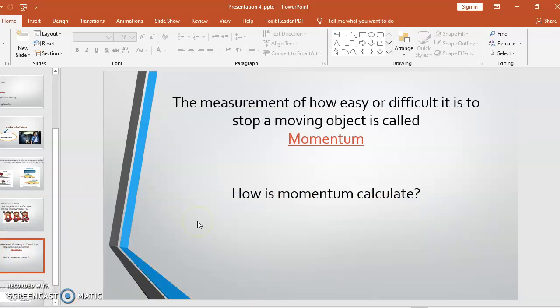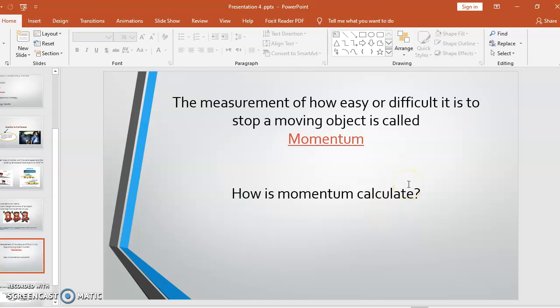Okay, do you think we can measure how easy or difficult it is to stop a moving object? Yes, we can. This measurement of how easy or difficult it is to stop a moving object is called momentum, which is a new term for you, momentum. If momentum is a measurement, that means it can be calculated.